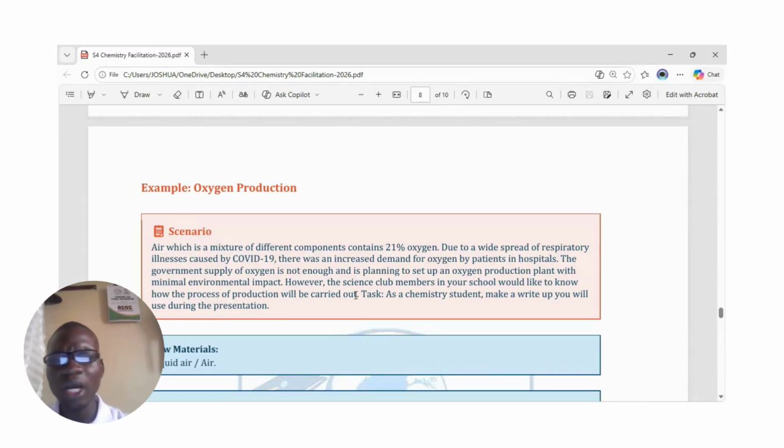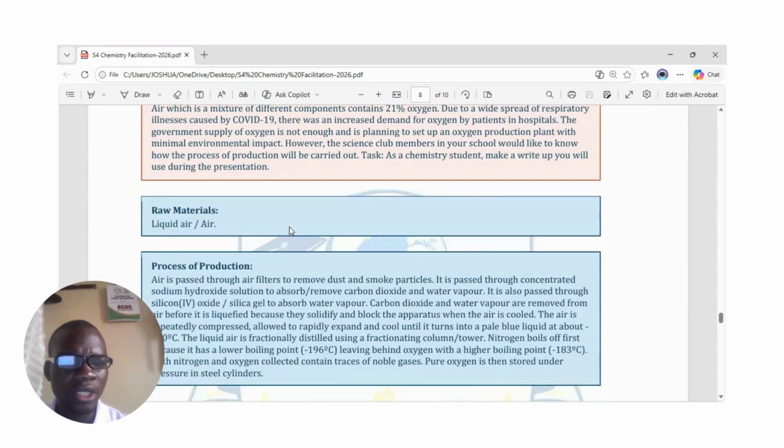So that's how you are supposed to tackle items 3 and 4, which are found in part 1 of section B. So that is our scenario. It is about manufacture of oxygen or oxygen production. Now let us see how we tackle this. The raw materials are liquid air or just air. Now, process of production. But when you are giving us, please don't write these subheadings. Just make sure that you organize your work in form of paragraphs. They are enough.